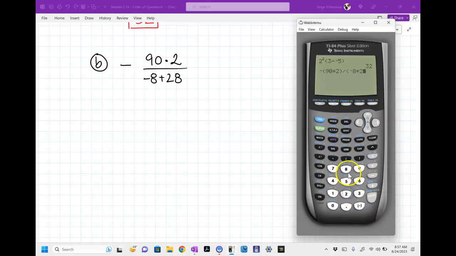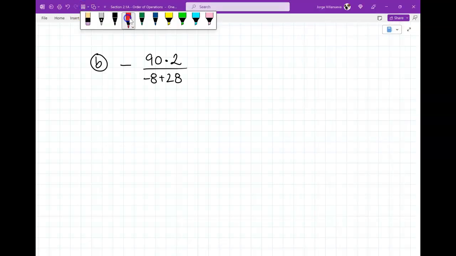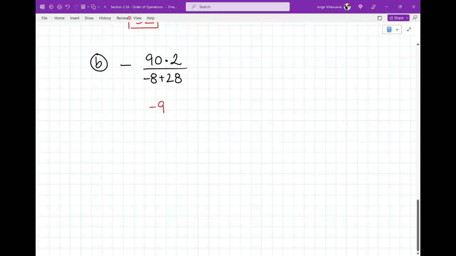Okay, again, they want you to use a calculator for these parts right here because they want to make sure you know how to use them properly. I'm going to hit enter. It says -9. There's my answer. So let's go ahead and write that down. -9. Now, I do recommend when you guys do this in your homework, practice even these just to make sure you can do them. Okay?